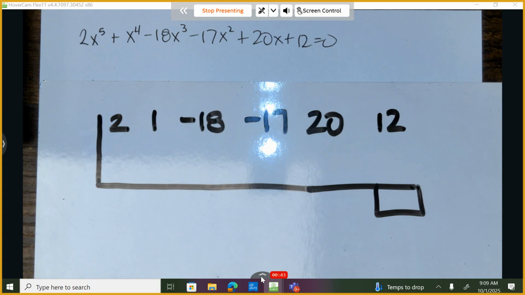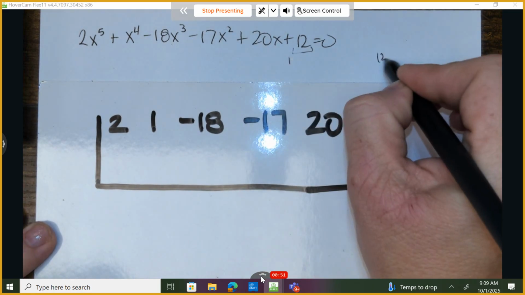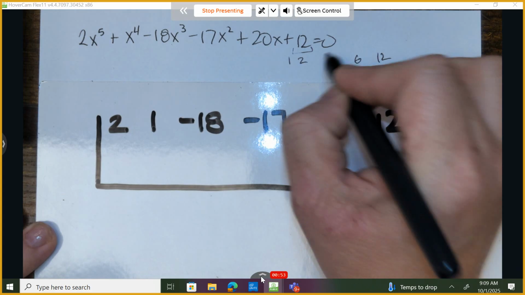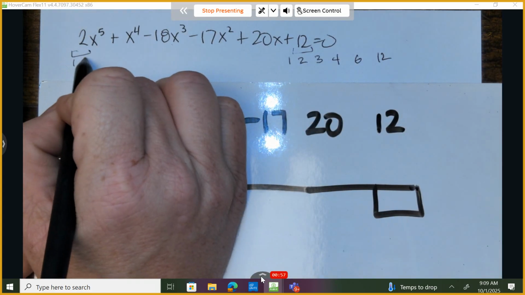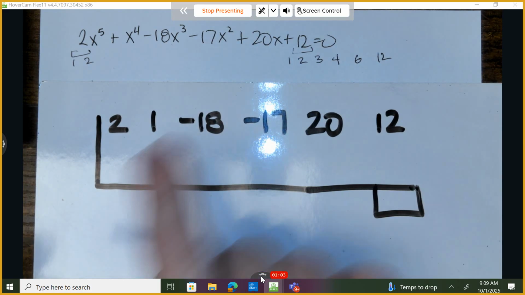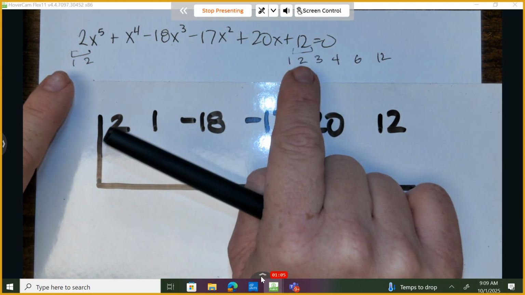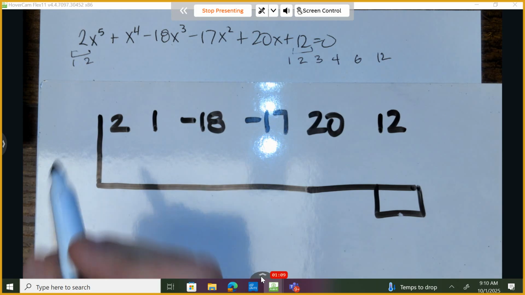That is a possibility. So when I think about what numbers it could be, I need to think about what are the factors of 12. So 1 and 12, 2 and 6, 3 and 4. And then what are the factors of 2? 1 and 2. It is not necessary, unless you're asked to write out all the possibilities. Here's what I know. I'm going to test 1 and negative 1, 2 and negative 2. Does that make sense? 3 and negative 2. Because I don't want to test fractions. So let's start with 1.